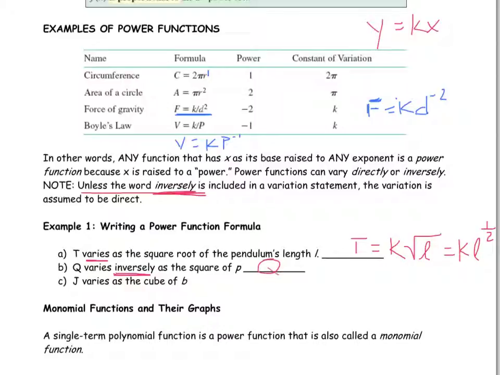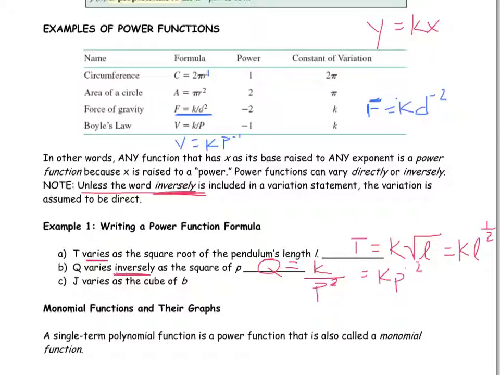So Q varies inversely as the square of P. So I'm going to take P and square it. Or I can write it as K times P to the -2 power. Okay, inverse means I'm going to take my constant and divide it by my variable.